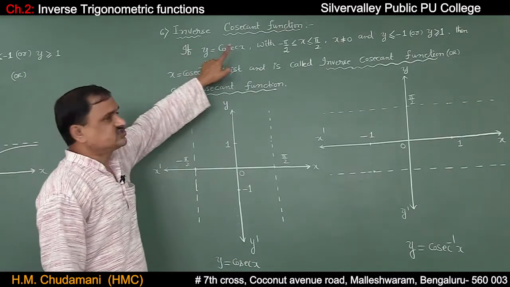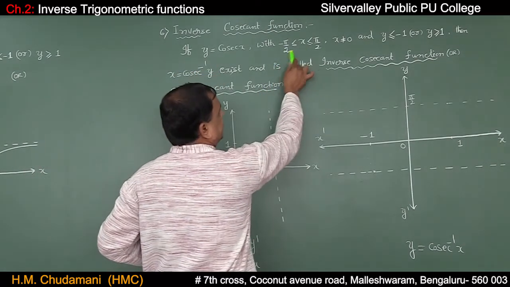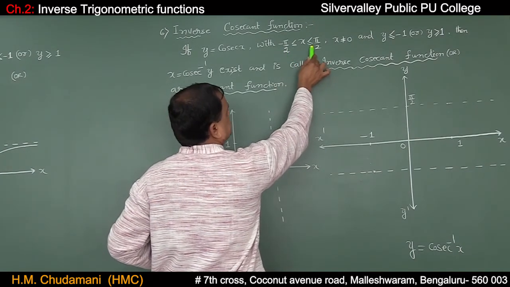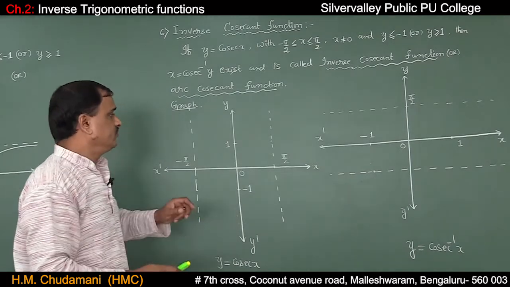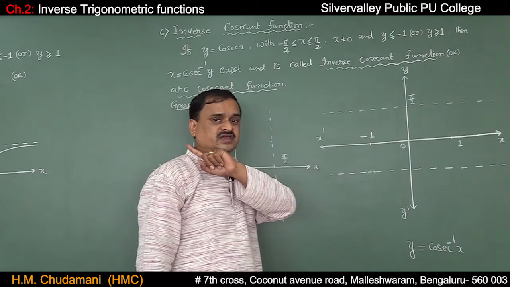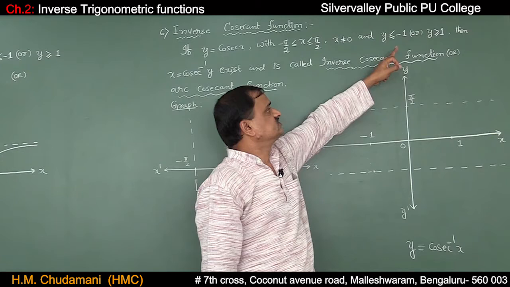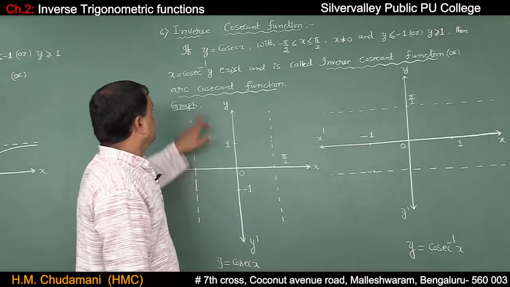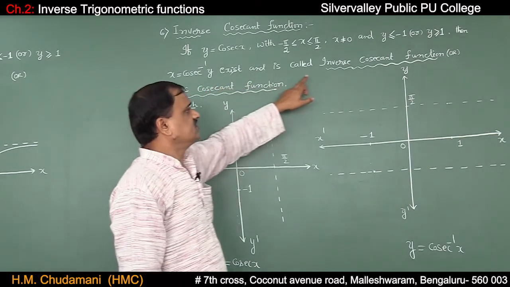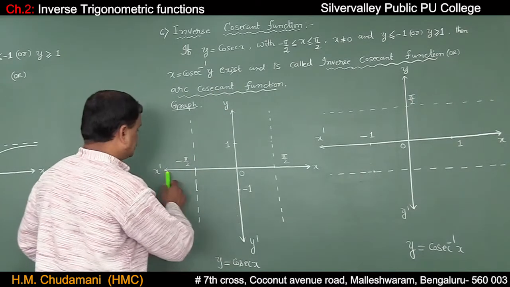Sixth one, inverse cosecant function. If y is equal to cosecant x with x greater or equal to minus pi by 2 and x less or equal to plus pi by 2, where x should not be 0. X won't take 0. There, in case of secant, x won't take pi by 2. And y less or equal to minus 1 and y greater or equal to plus 1. Then x is equal to cosecant inverse y exists and is called inverse cosecant function or arc cosecant function.